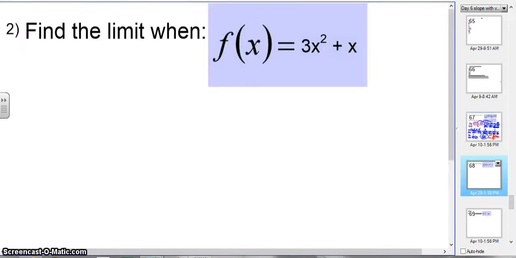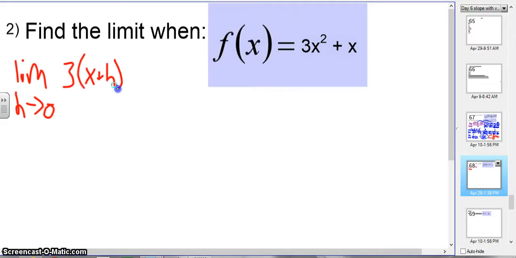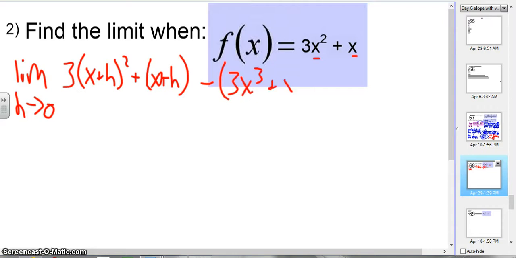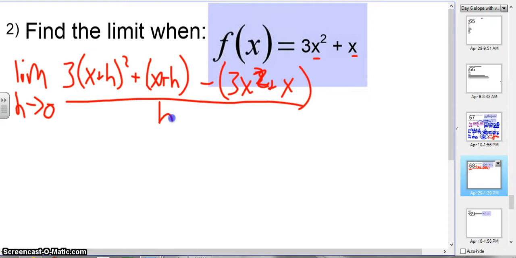Okay, let's take a look at the next one. Oh, we have a quadratic. So we're going to do the same thing we just did, using the same formula. Limit as h approaches 0. We have 3 times, and instead of x, we put x plus h in for all the x's. So I'm plugging it into both of those x's. Minus f of x, so in parentheses, f of x is just 3x squared plus x. All over h.